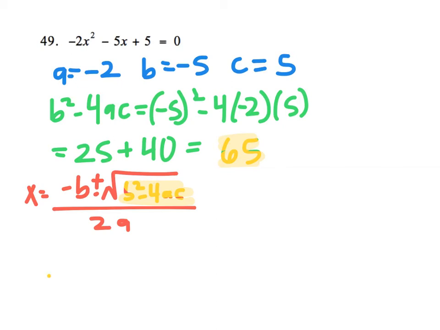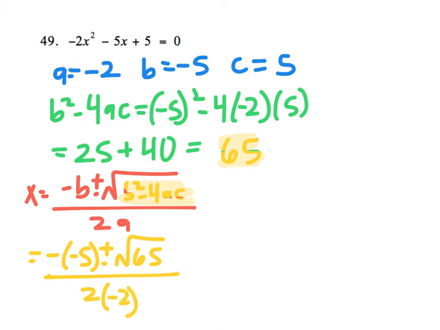So for my next step, we're going to have x equals -b, so -5, plus or minus the square root of 65 all over 2a, which is really going to be 2 times -2. Now we're going to simplify a little bit. So I really have 5 plus or minus.